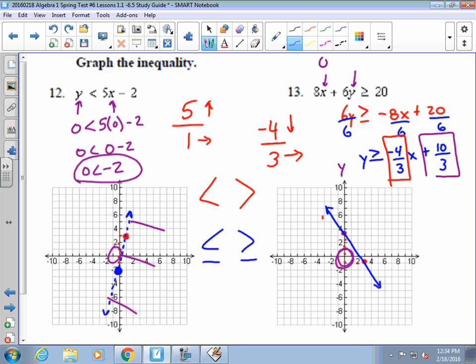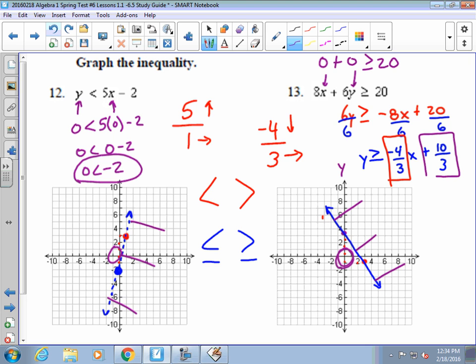So 8 times 0 is 0, plus 6 times 0 is 0, is greater than or equal to 20. So evaluate that statement right there. 0 plus 0, which is 0, is that greater than or equal to 20? It's a very easy question to answer. No, clearly 20 is a bigger number than 0. Therefore, everything on this side is wrong since 0, 0 is wrong, which means you need to shade everything in that direction. That's how it should be shaded for number 13.